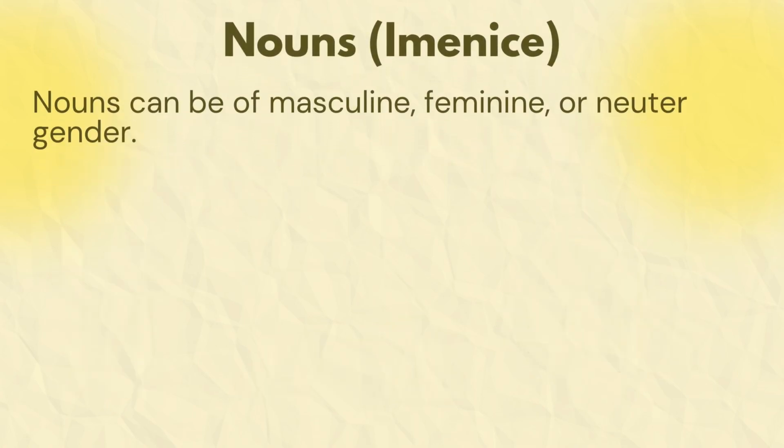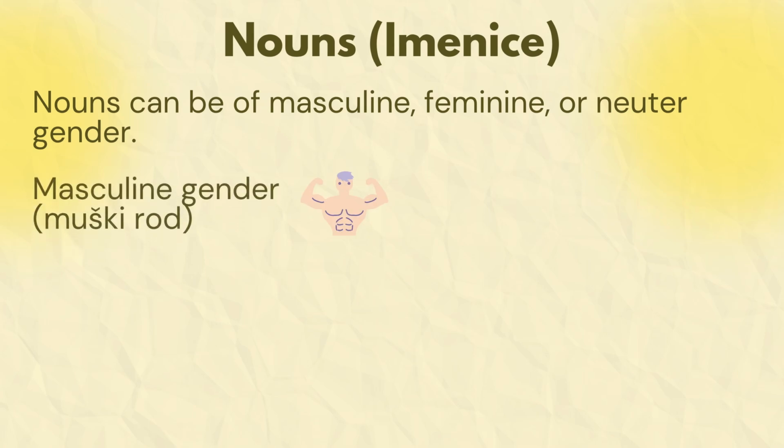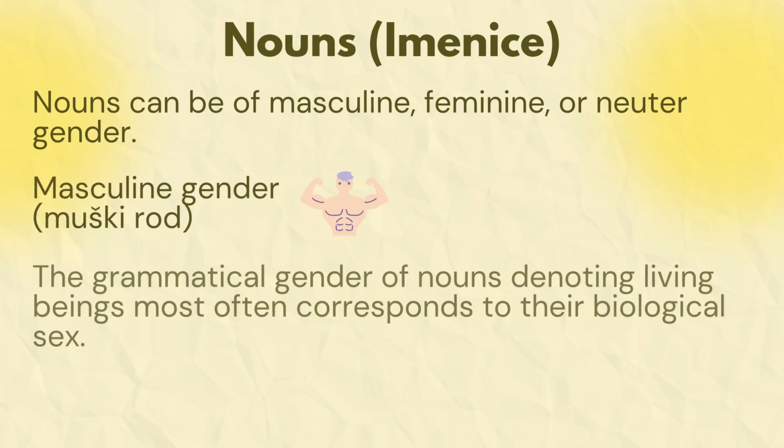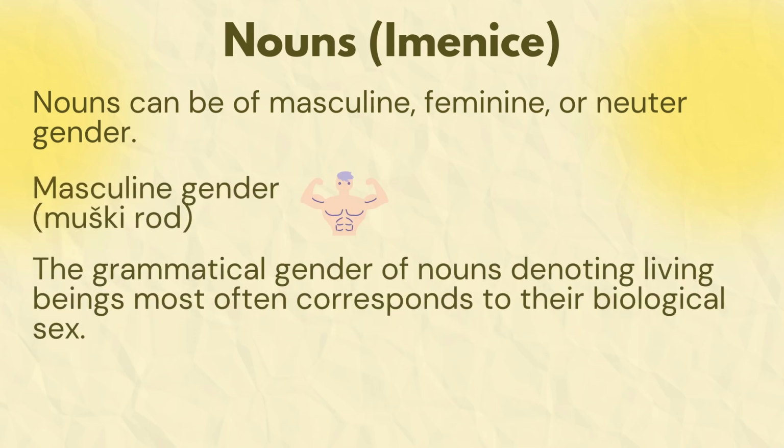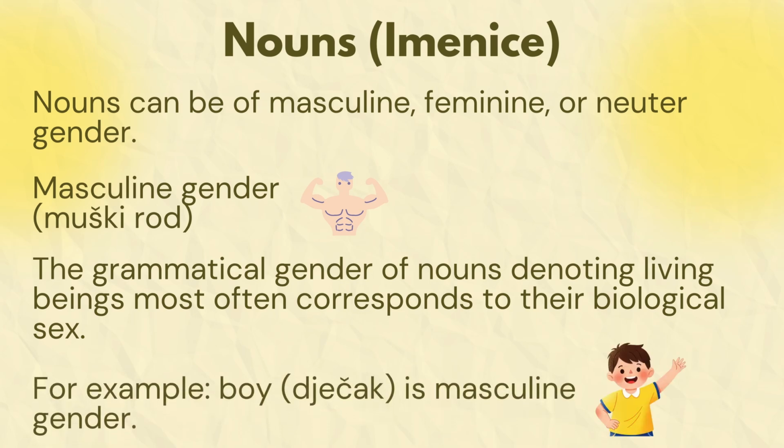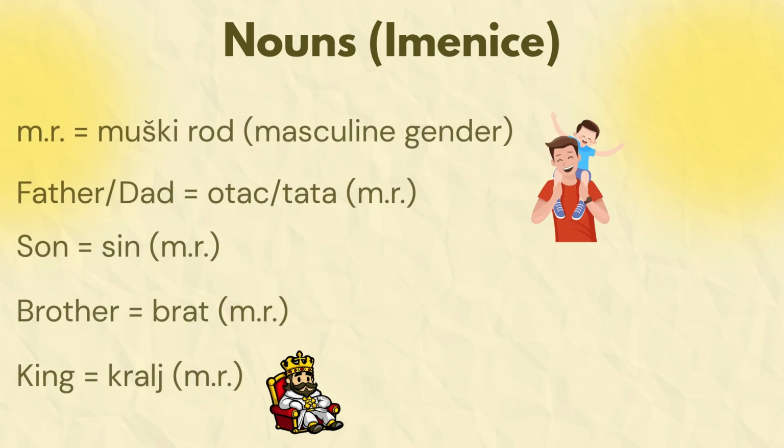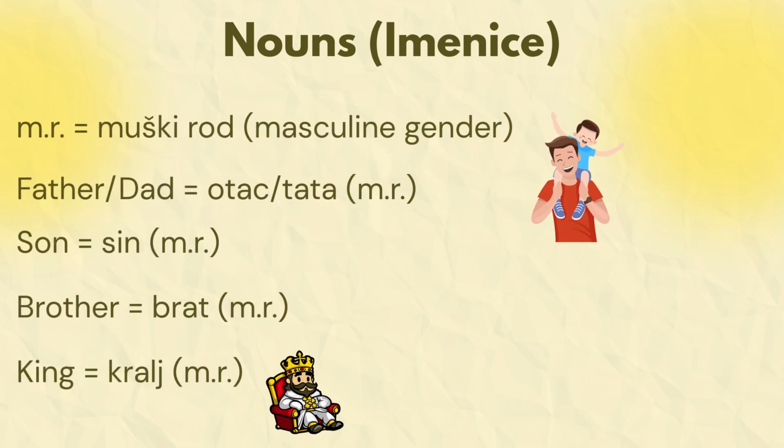Nouns can be of masculine, feminine, or neuter gender. The grammatical gender of nouns denoting living beings most often corresponds to their biological sex. For example, boy, dječak is masculine gender. Muški rod: father, dad, otac, tata, son, sin, brother, brat, king, kralj. All of them are masculine gender.